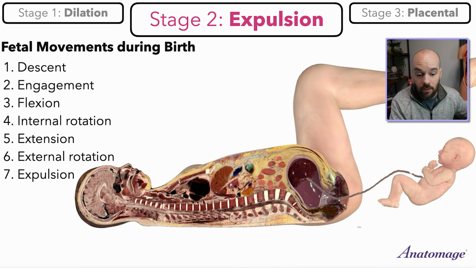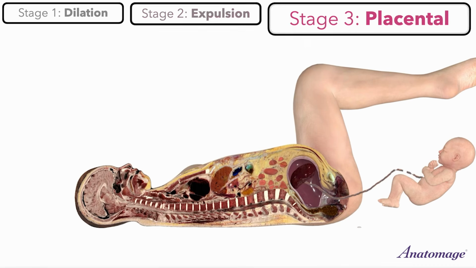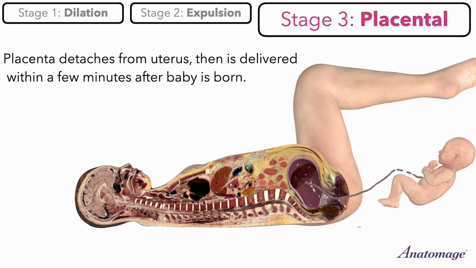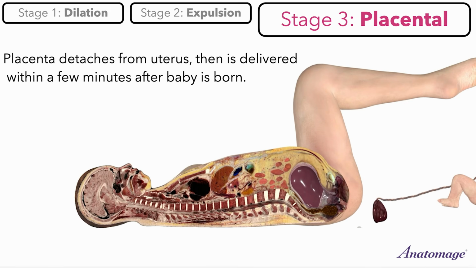Right after this, the umbilical cord will be clamped, and so we see the two clamps right there. And then the umbilical cord will be cut. And now we've moved into the placental stage. During the placental stage, the placenta will detach from the uterus, and then it will be born within a few minutes after the baby has been born. So here we have the placenta detaching from the uterus right there, and then that placenta will be born. It's going to slide out there. And then now we're done with the birthing process.